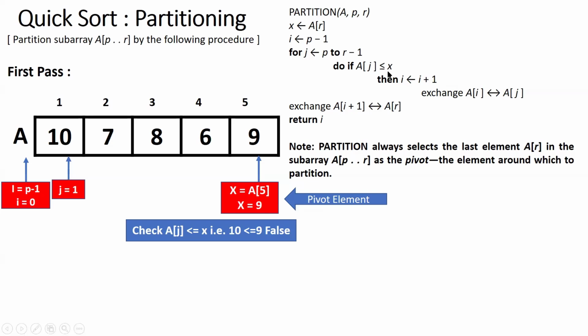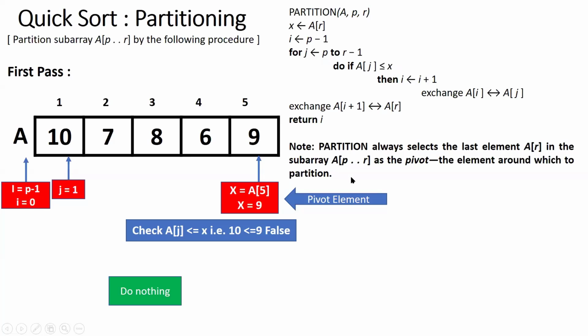Do, if A[J] is less than or equal to X. J is 1. A[1] is 10. Is 10 less than or equal to X? X is what? A[R], and R is the last index, so A[5]. X is 9. So we have to compare 10 with 9. If this is less than this, then do something; otherwise, do nothing. See, what happened in the first step? Do nothing, because 10 is not less than or equal to X.